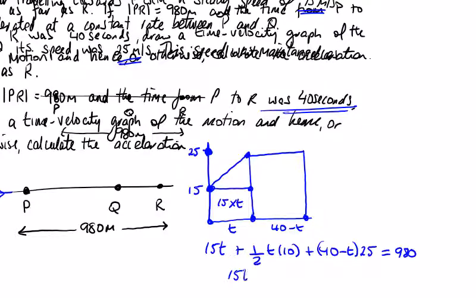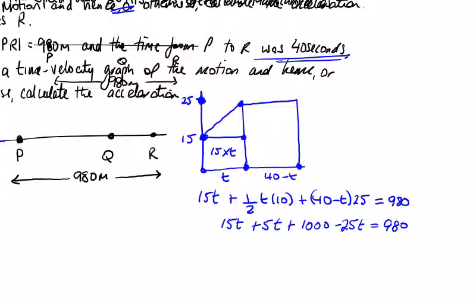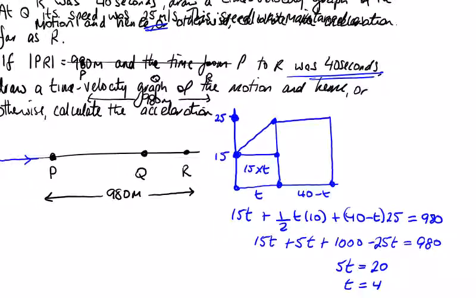So we multiply this out, we're going to get 15t plus 5t plus 40 by 25, which is 1000, minus 25t equals 980. So what have I got here? 20t minus 25t, bring it to the right, so I'm going to get 5t equals 1000 minus 980 is 20. So t is equal to 4.